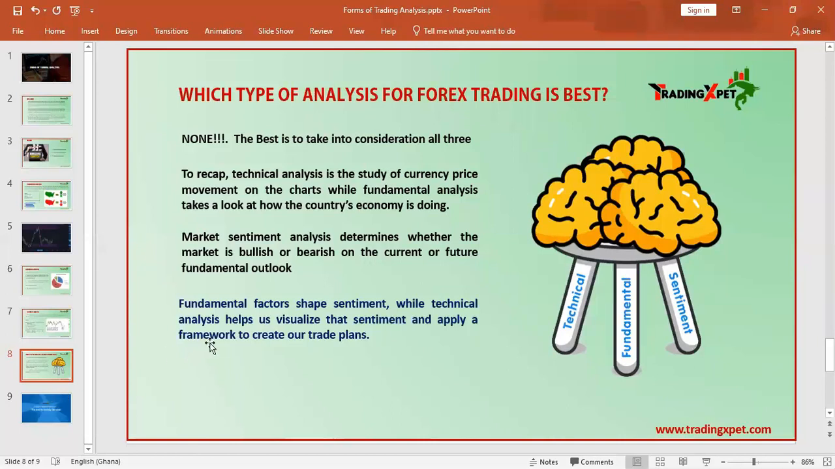So this statement says fundamental factors shape sentiment, while technical analysis helps us visualize that sentiment and apply a framework to create a trading plan. What this is saying is that you basically have to try and fuse all three types of analysis before you make a trade.